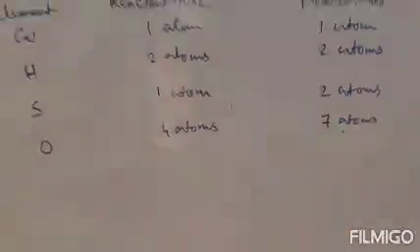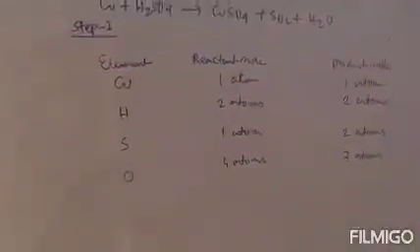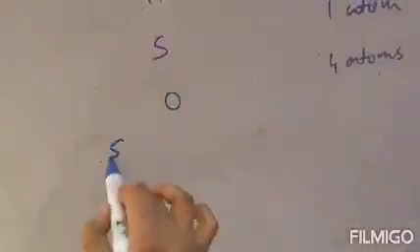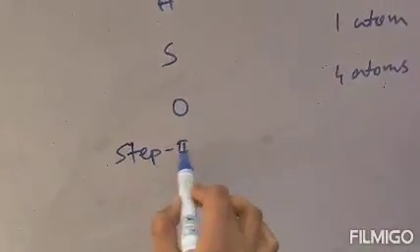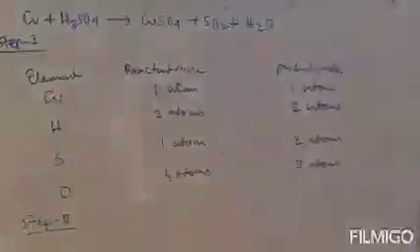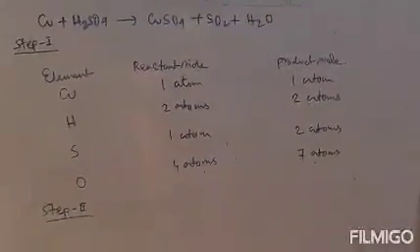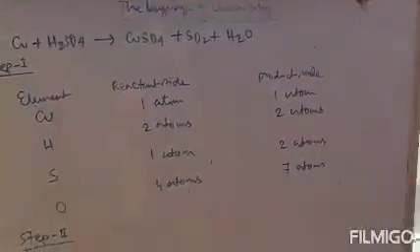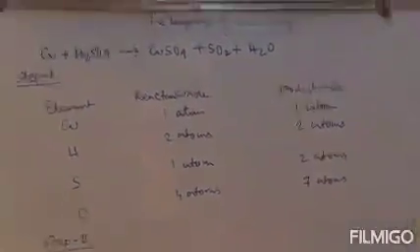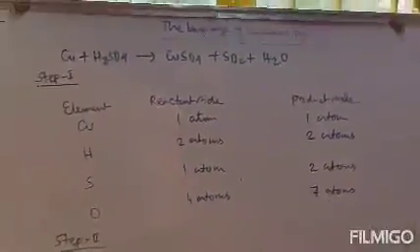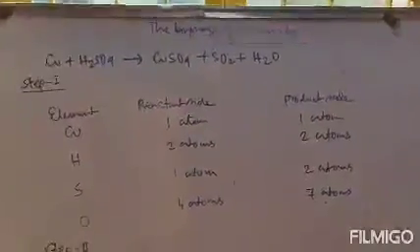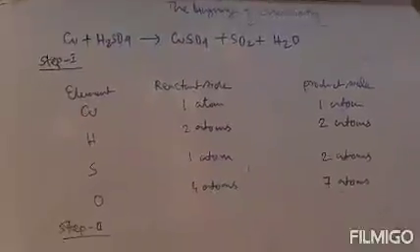Clear? So this is your first step. That is step number 1, counting the number of atoms from the reactant side and counting the number of atoms in your product side. Now step 2 is just look carefully: the copper atom on the reactant side and the product side is the same. Therefore copper atom need not be balanced. In the reactant side there is 1 copper atom and the product side also has 1 copper atom.